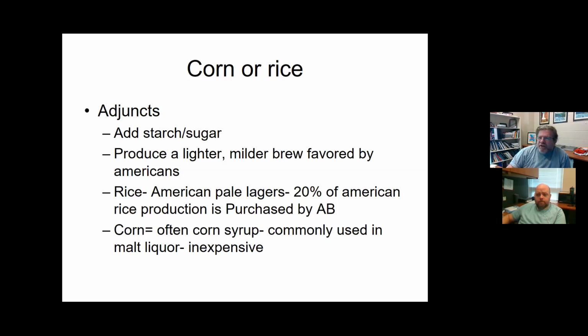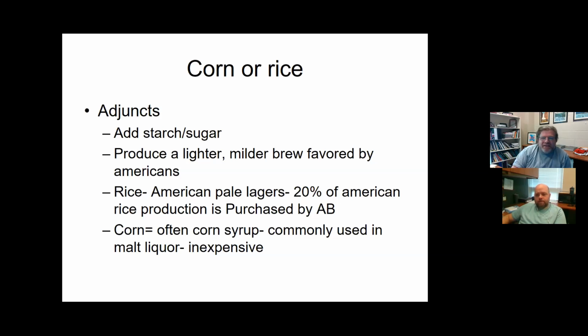They're very, very light beers. A lot of American beer uses rice. Anheuser-Busch is actually the largest rice purchaser in the world. They purchase 20% of all American rice production, which goes into beer.